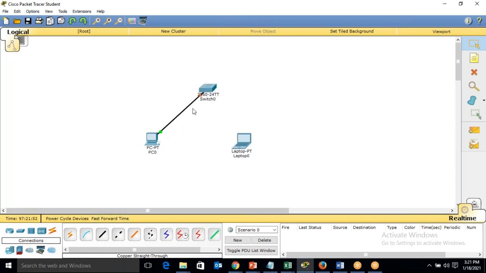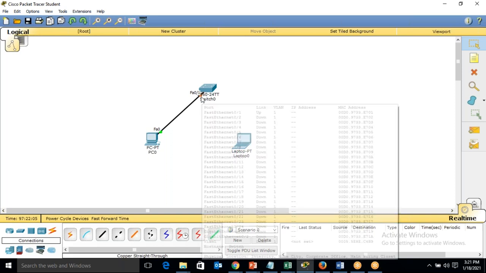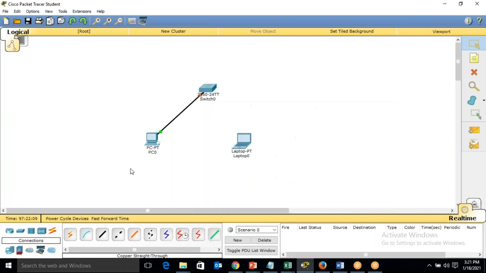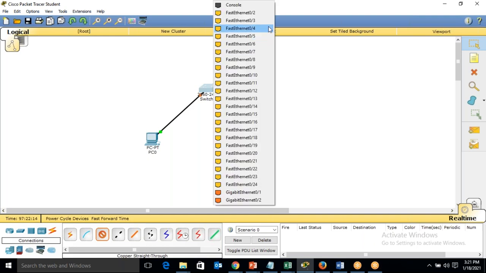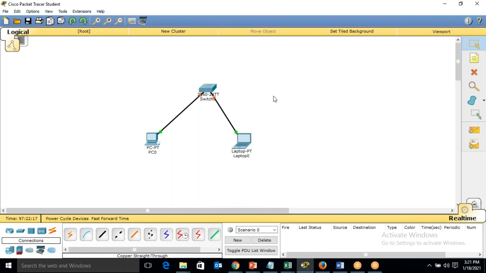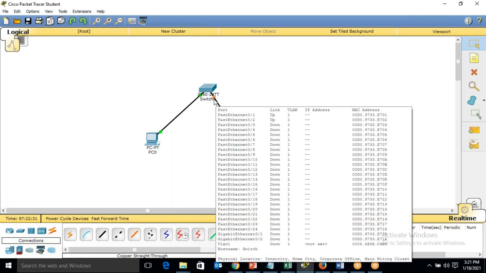And you can see here there is a green light and here there is an amber color light, right? Why? Because the switch takes 30 seconds to start up. After 30 seconds, automatically it will turn into green color. Let me connect one more PC, that is my laptop, to the switch, that is F0/2. See, this has turned into green color now. And within the next 30 seconds, even this amber light will turn into green. Once the green light comes, it is ready for use.